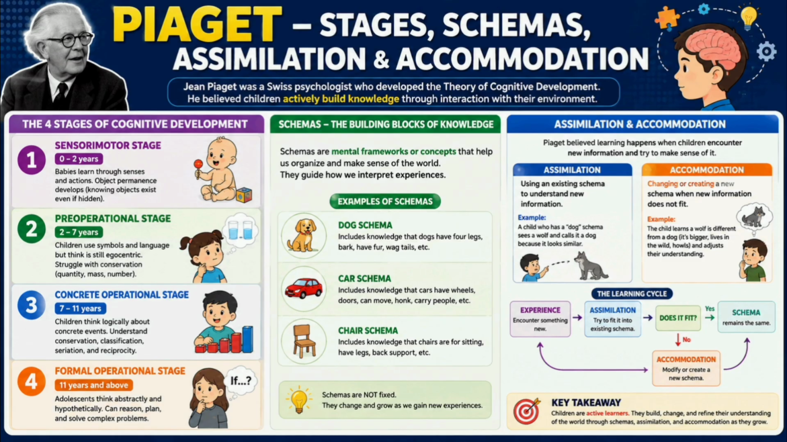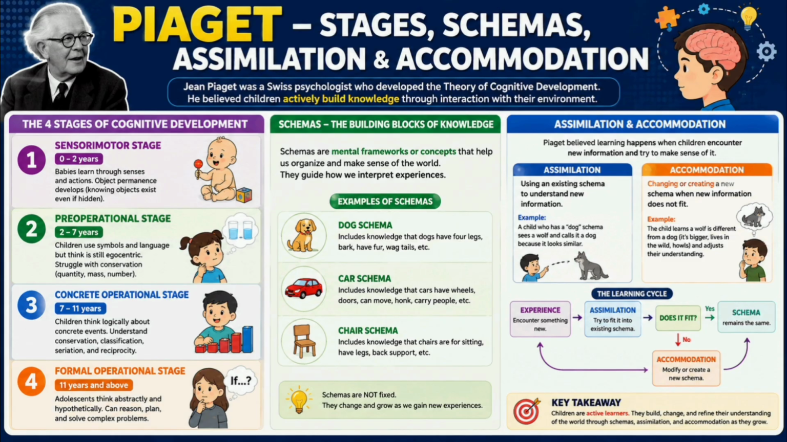Pre-operational stage. The second stage is the pre-operational stage, age approximately 2 to 7 years. During this stage, children develop the ability to use language, symbols, mental images, pretend play. For example, a child may use a stick as a pretend spoon or a box as a pretend car. However, children's thinking is still not fully logical. There are several important characteristics of this stage.